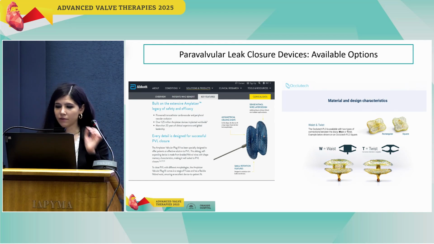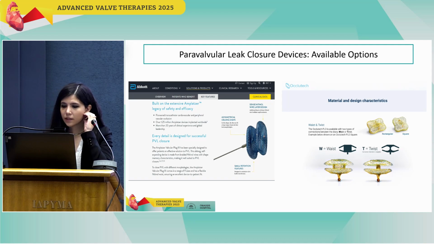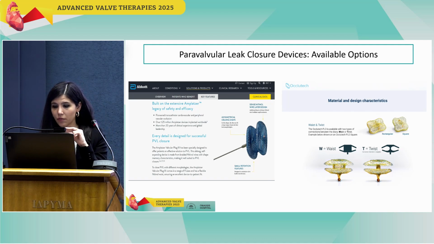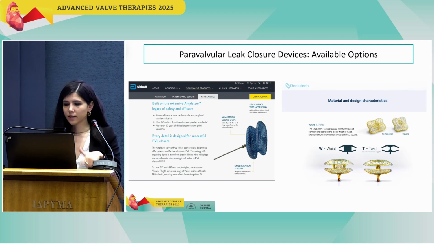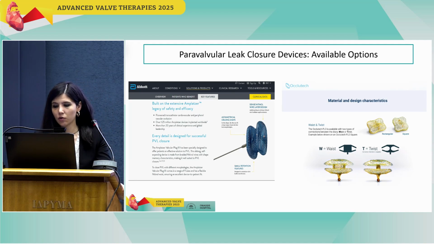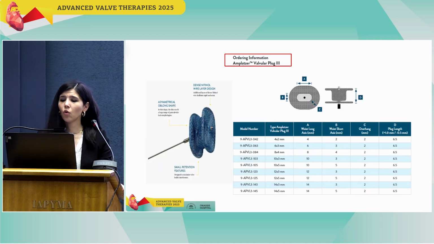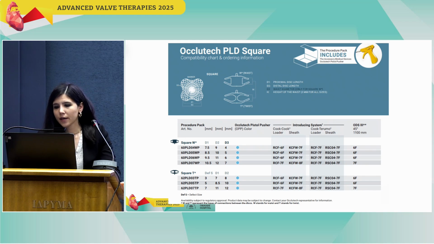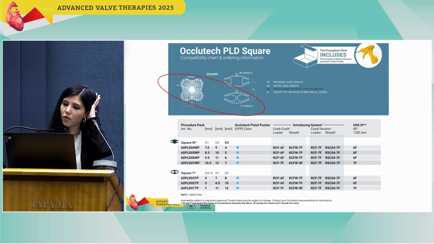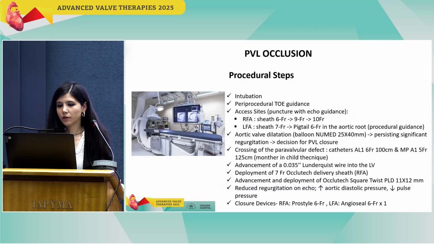The second one is available in square and rectangular shapes and in two configurations, with waist and without, called twist. The second one offers greater flexibility in irregular or calcified defects, while the Amplatzer Vascular Plug 3 adapts better to smaller round leaks. In our case, based on the crescent shape and the rather narrow and heavily calcified tunnel, we chose the twist device by Occlutech, and the size was based on echocardiographic measurements taken during the procedure. These are, in short, the steps of the procedure.